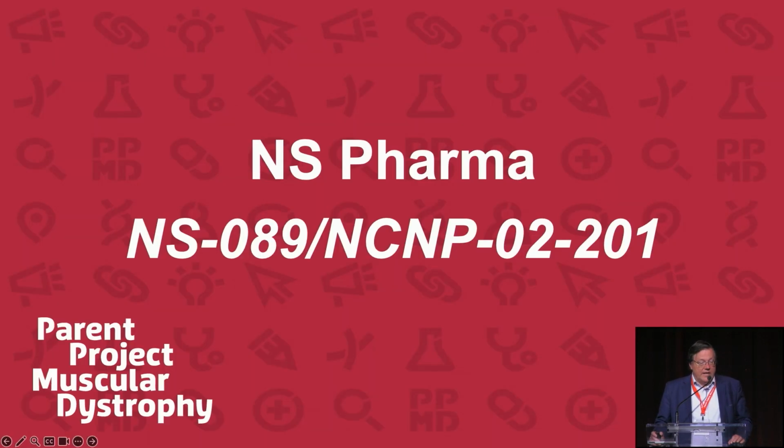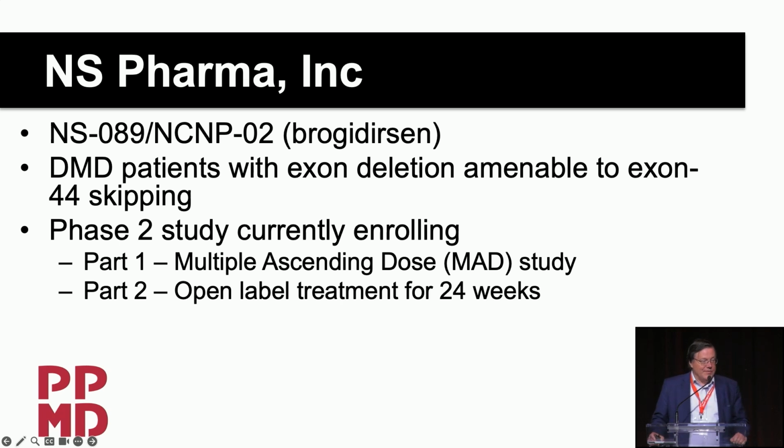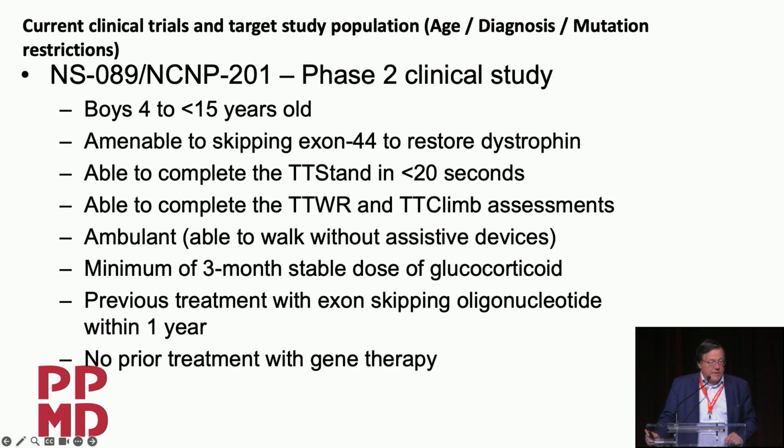NS Pharma also has a program directed to exon 44. You wouldn't know it from the title. There's no 44 in the title, but it's exon 44. So this is a study that's currently enrolling patients. Again, the design is what's called a multiple ascending dose study, and once a dose is picked, an open label treatment for 24 weeks. Again, very similar criteria, boys 4 to less than 15 years old.